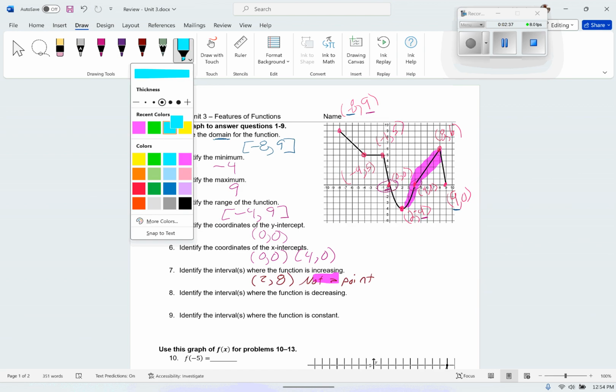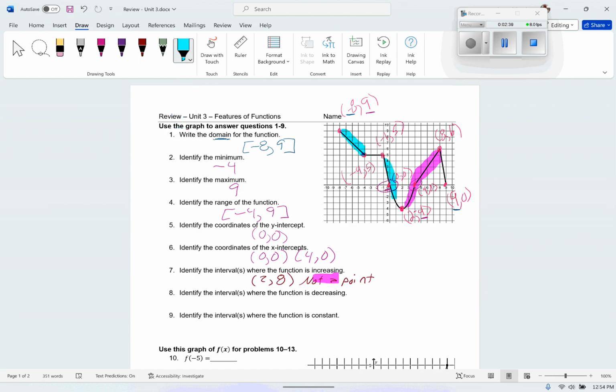Then we're going to take a look at where it's decreasing. So it decreases here, and it decreases here, and it decreases here. So there's 3 different regions that we have to list. Using the x values to describe it, from -8 to -4 is the first region, that's right here. And then from -1 to 2, that's this next region here. And then from 8 to 9.